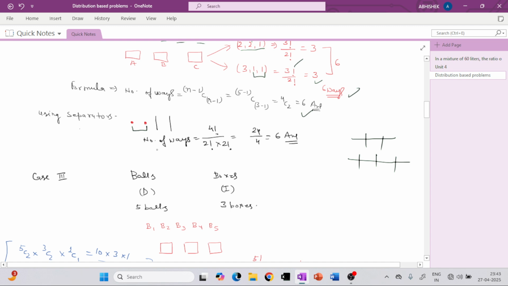Okay, so the number of ways in this case will be, now 4 things are here. These 4 things can be arranged in 4 factorial ways. But out of these, 2 balls are similar and 2 separators are similar. So the arrangement of similar things must be removed. So it will be 4 factorial divided by 2 factorial times 2 factorial. One 2 factorial is for the 2 similar balls and the other 2 factorial is for the 2 similar separators. So it will be 24 upon 4, that is 6. So in one more way we can solve this question.